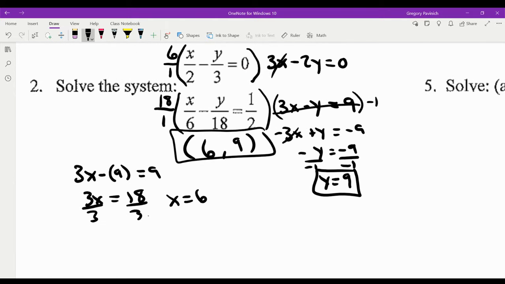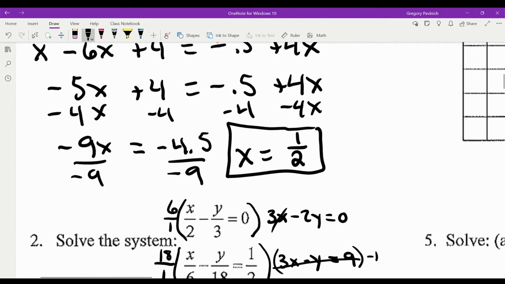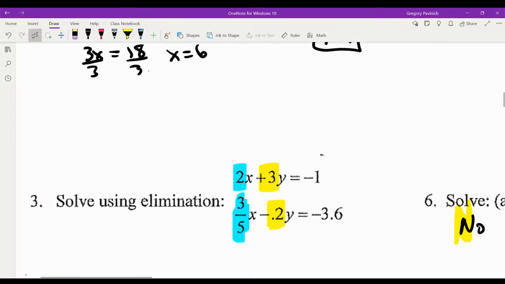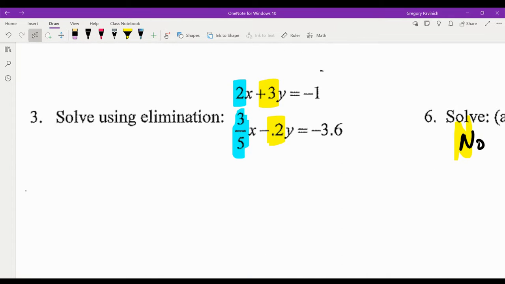Okay, so same as Delta Math. The only one that might be a little bit different than these two is just decimal, and you might need to cancel off a denominator. Everything that's within our wheelhouse. Same thing with this elimination.